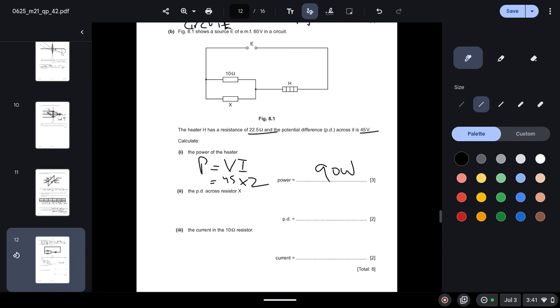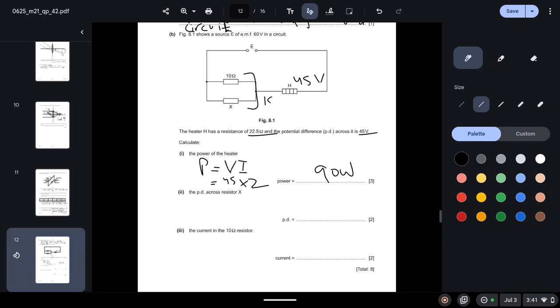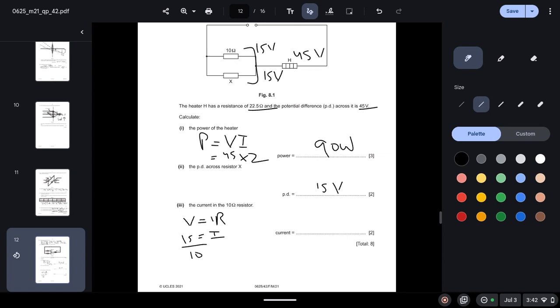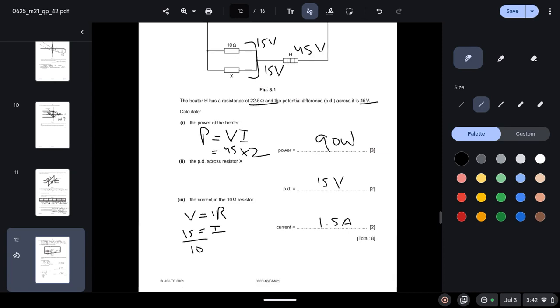Calculate the potential difference across resistor X. So if this has 45 volts, these two would get 15 volts, and we know that in a parallel combination the voltage is equally divided between the two. So both of them would get 15 volts. So X would get 15 volts. The current in the 10 ohm resistor, so once again we will use the formula V is equals to IR. V is 15, current we have to calculate, resistance of the 10 ohm resistor is 10, so current is 1.5 amperes.